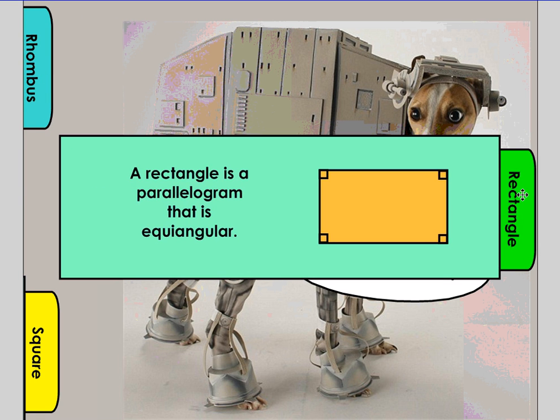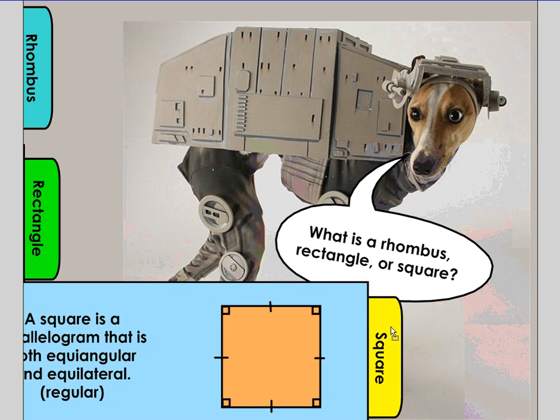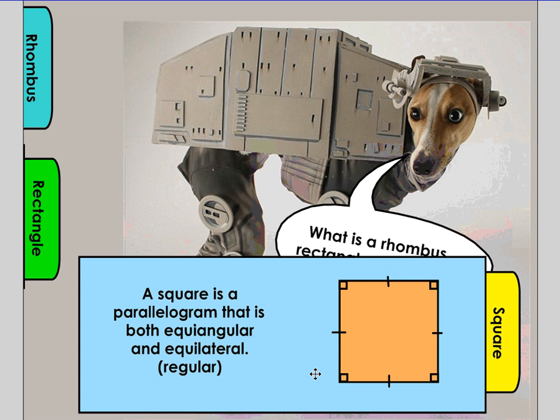A rectangle is going to be a parallelogram that's equiangular. So it's going to have all the same properties of a parallelogram, but it's also going to be equiangular. And a square is a parallelogram that's both equiangular and equilateral, or we can call that regular. So it'll have all the same properties of a parallelogram, but it's going to be equiangular and equilateral.